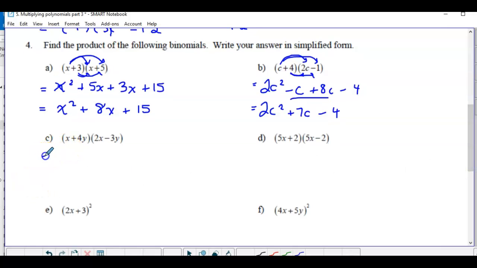Okay, now we have some x's and y's. Still going to follow the same thing. First terms together is 2x squared. Outside terms together is -3, so subtract 3, and there's an x and a y. And then inside is positive 8xy. And last terms is -12y squared.